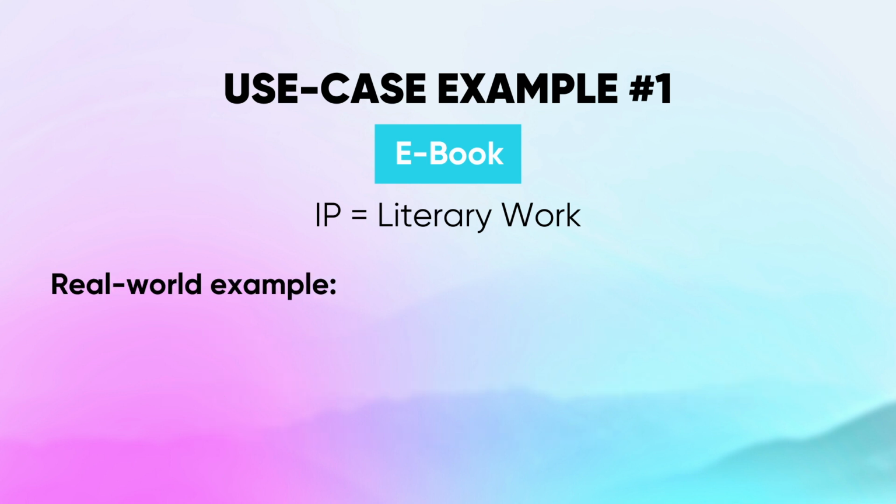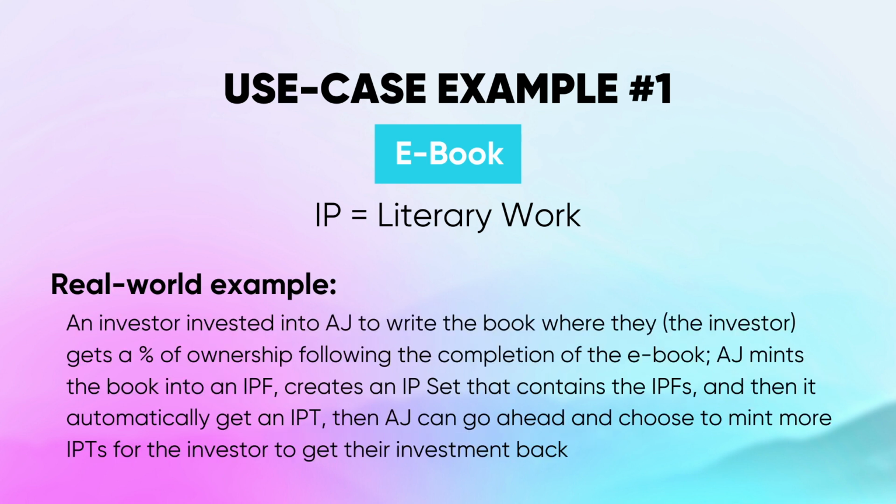So, for example, an investor invested into myself to write the book where they get a percentage of ownership following the completion of the ebook. So I would mint the book into an IPF, create an IP set that contains the IPFs, and then it automatically gets an IPT or IP token. So then I would go ahead and choose to mint more IP tokens for the investor to get their investment back, essentially.